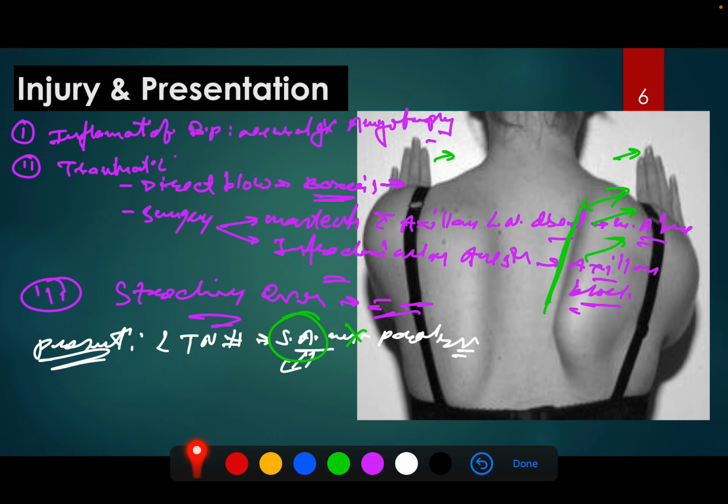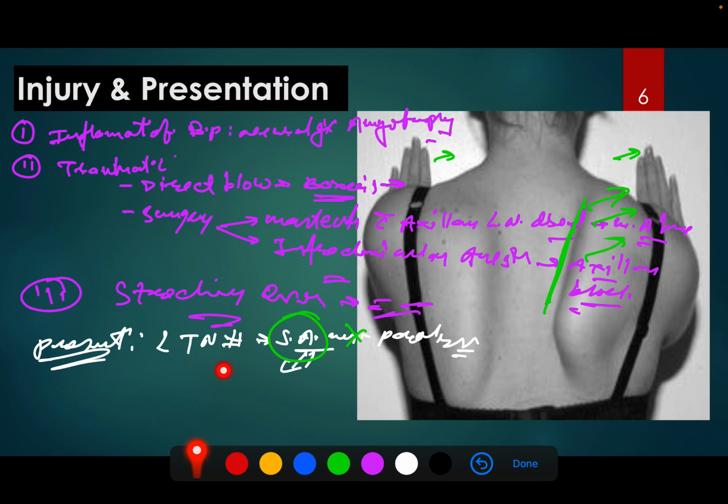So this condition is called what? The medial winging of scapula. Sometimes it also causes the lateral winging of the scapula. Lateral winging of scapula is caused by the injury to the nerve we have over here, that is the thoracodorsal nerve, right? So if this nerve is injured, then it causes the lateral winging of the scapula, remember for the exam.